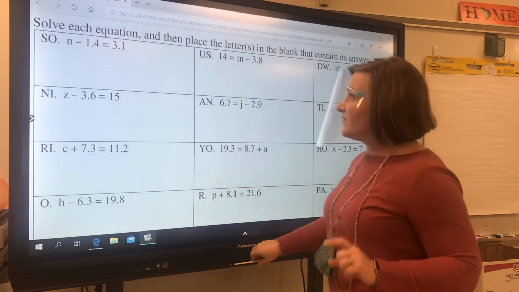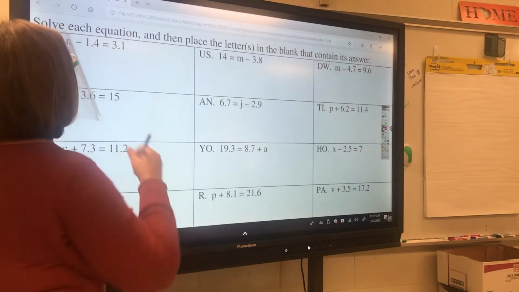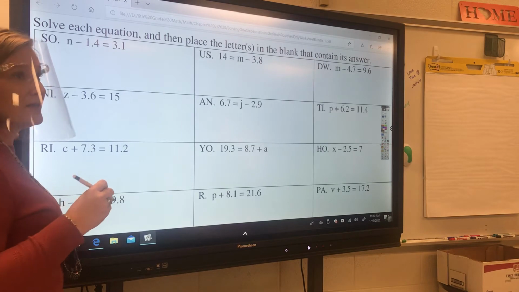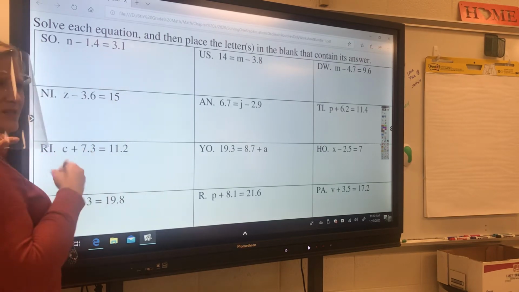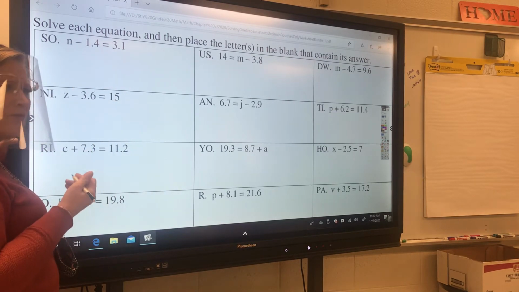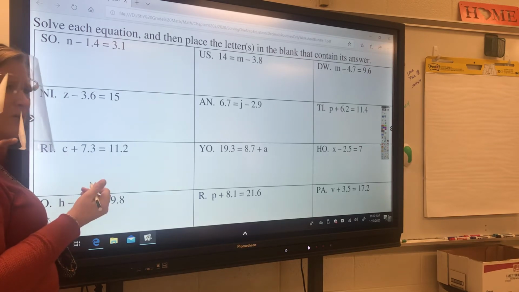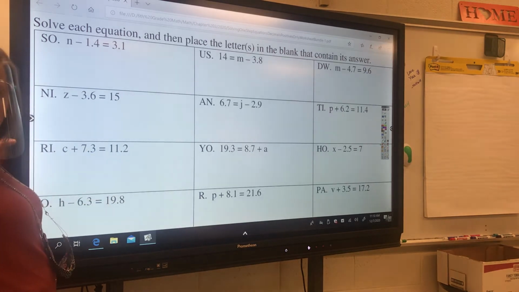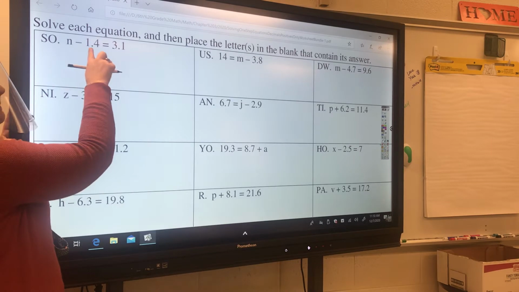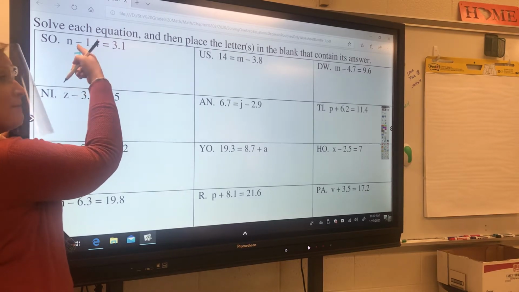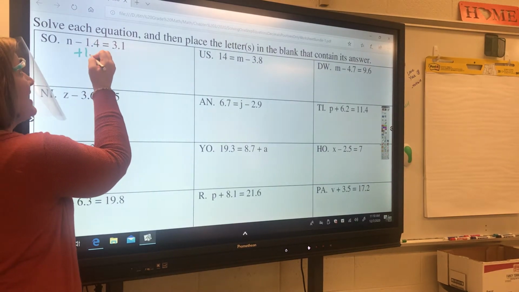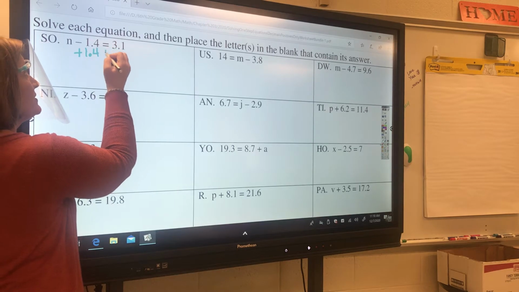So let's look at the first one right here. N minus 1 4/10 equals 3 1/10. What do I need to do to solve this? I want to get my n by itself. I want to isolate my variable. So how do I do that? Plus 1 4/10. I'm going to add, because I've got minus 1 4/10, I've got to add 1 4/10.